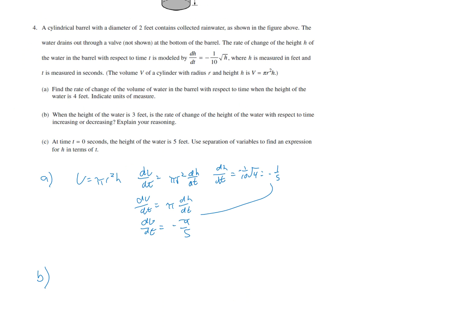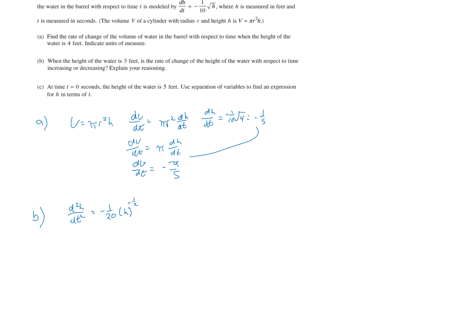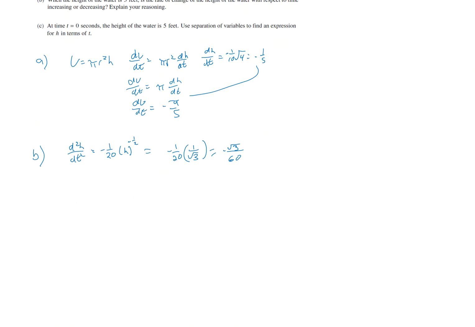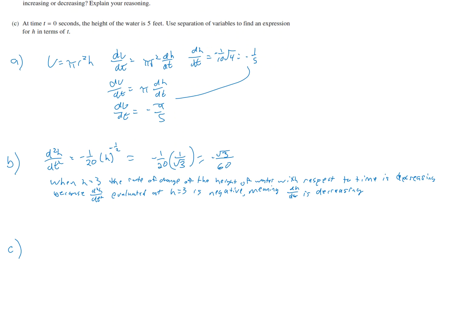So now part B is asking us whether the height of the water with respect to time is increasing or decreasing when the water is at 3 feet. So for this, we'll need to look at the second derivative, or d squared h over dt squared. And that is equal to minus 1/20th h to the negative 1/2, or the negative square root. And plugging in the value of 3 for h, we have a value of negative root 3 over 60. And since d squared h over dt squared is negative, dh/dt at that value will be decreasing. And it should look something like that.